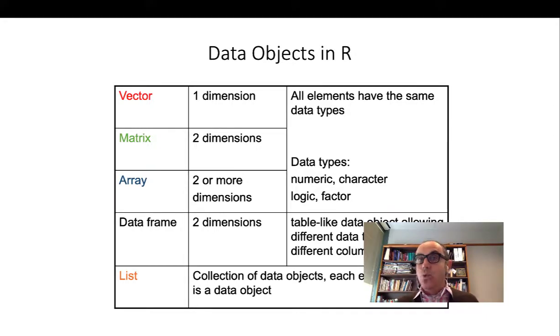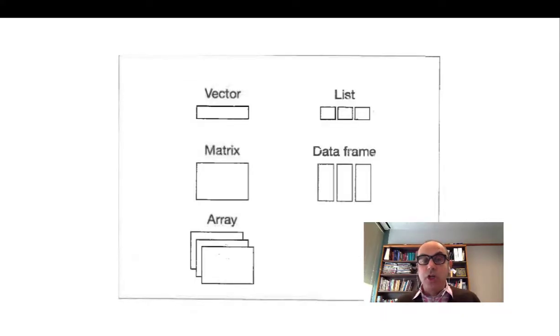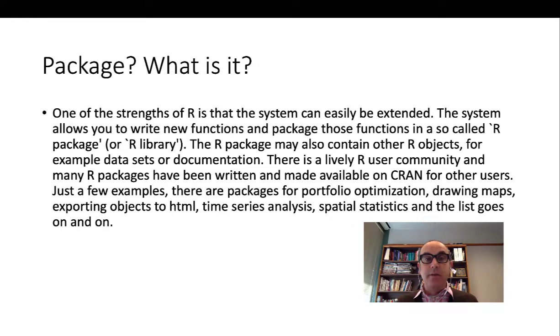The vector is one dimension, the matrix is two dimensions, the array usually consists of two or more dimensions, and the data frame usually consists of two dimensions, table-like data that allows different data types for different columns. A list is a collection of data objects. Each element of a list is a data object. If I sort this in a visual sense, again, the vector, the matrix, the list, the data frame, and the array, this is how the data frame is sorted. It's a block, three blocks of data.